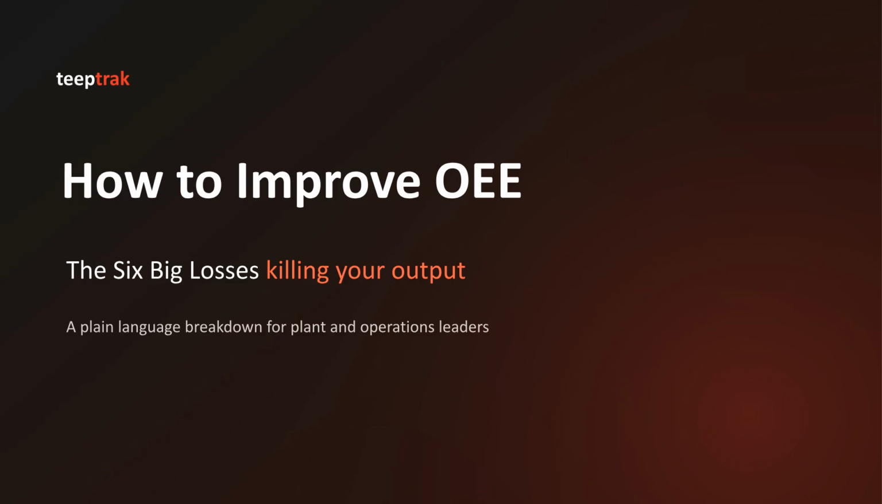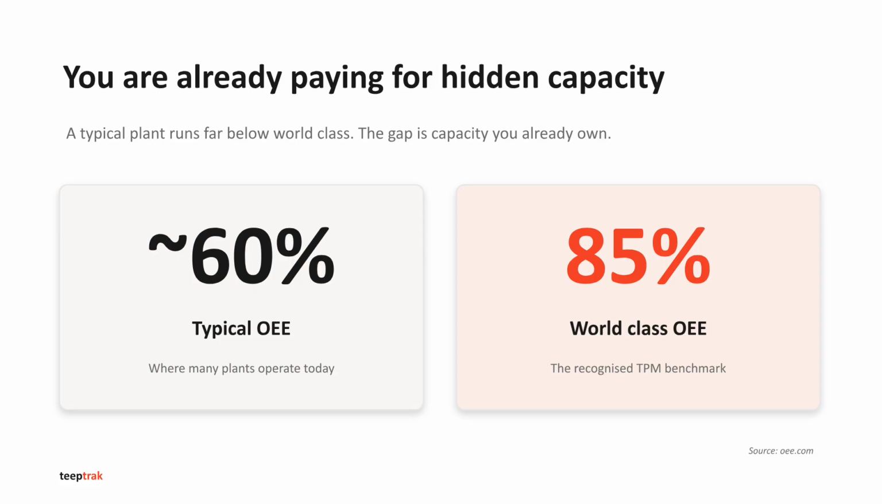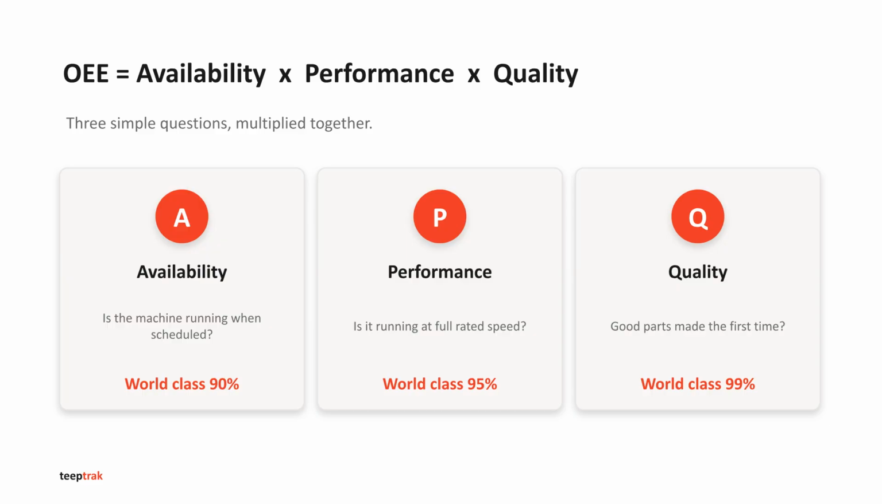Overall equipment effectiveness, or OEE, is the best way to understand how much capacity your factory is actually utilizing. In this video, we will break down how you can improve your plant's performance by identifying and addressing the 6 big losses. The reality is that most plants operate around 60% OEE, while world-class facilities achieve 85%. That significant gap represents hidden capacity that you already own and are currently paying for.